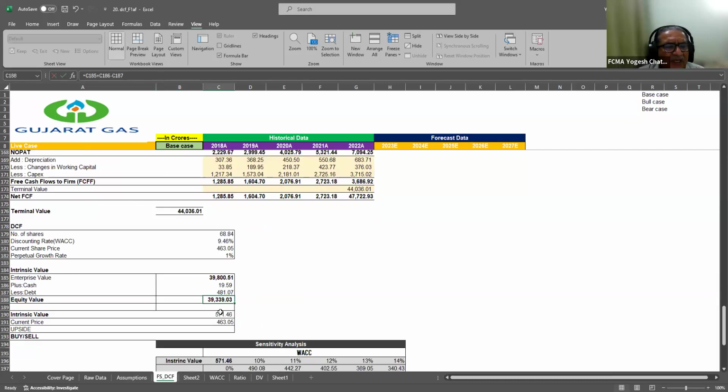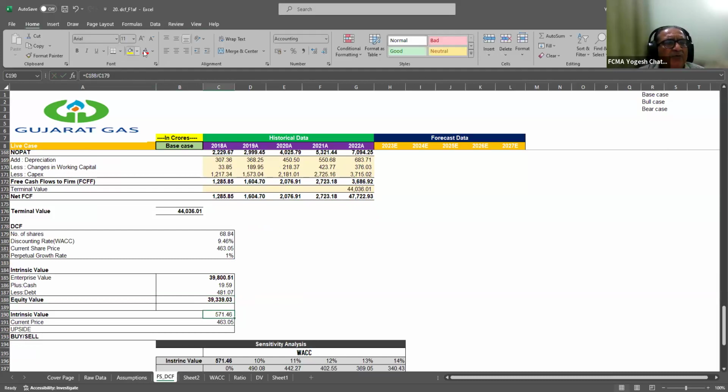And if I divide that equity value by the number of shares, I will get the value per equity share of this company. On that day, the market price was 463. Now actually this difference is on the higher side, and this is under the base case.